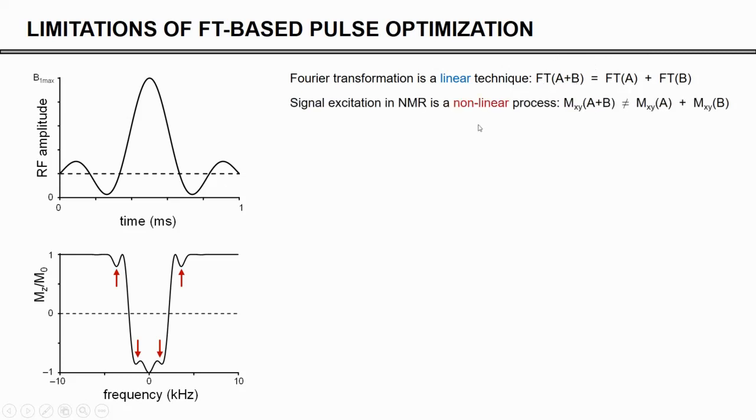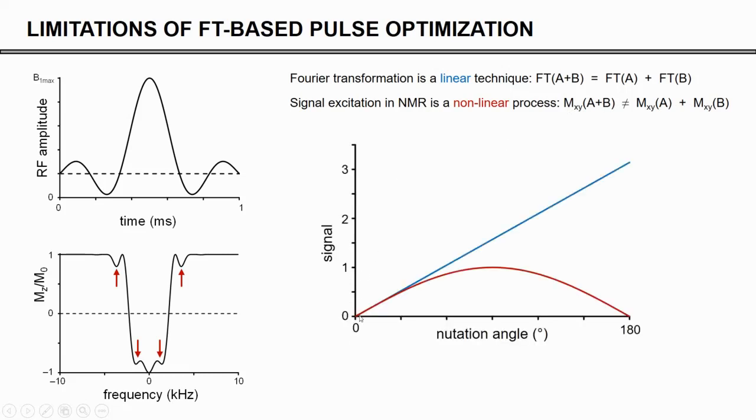NMR doesn't work that way. NMR is a nonlinear process. If you have the magnetization after flip angle A plus the magnetization after flip angle B, that is not the same as the magnetization after flip angle A plus B. So if you graphically show this, then the response of the Fourier transformation is the linear line. The response of NMR is a sinusoidal function with the highest amount of Mxy, the highest amount of signal, when the flip angle is 90, but that reduces to 0 when the flip angle is 180.